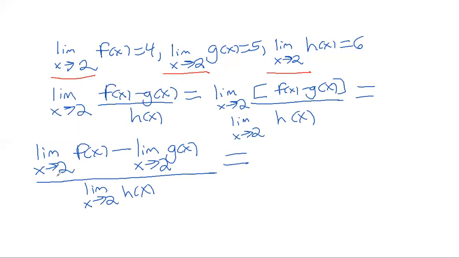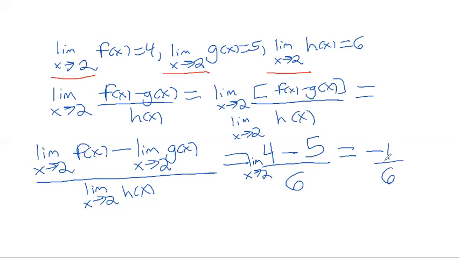So the limit as x approaches 2 for f of x, well, we know from up here it's 4. And then minus, so what's the limit as x approaches 2 for g of x? It's 5. And lastly, the limit as x approaches 2 for h of x, 6. And let me just write the limit part. You always want to keep writing that in because that's what we're evaluating. So now, well, 4 minus 5 is -1, and that just stays 6. So therefore, the limit as x approaches 2 for these combinations of functions is just -1/6.